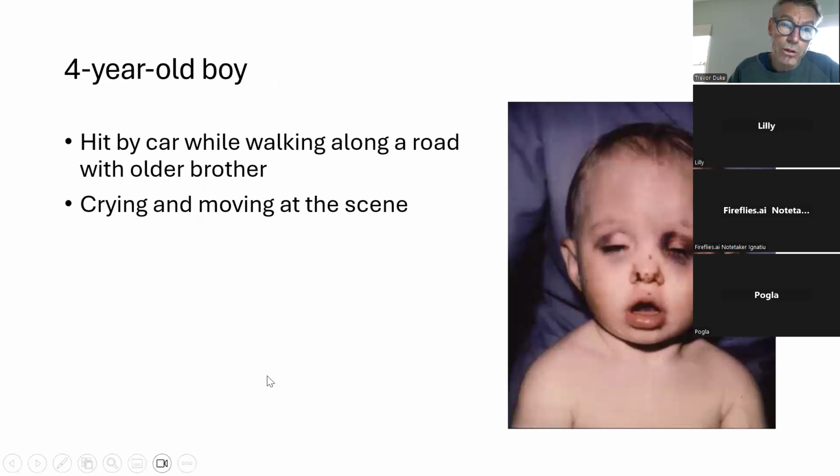This was a 4-year-old boy who was knocked down by a car while walking along the road with his older brother. Now, he was seen to be crying and moving at the scene. That was the only information we had, crying and moving at the scene. And you can see what he looks like. He's got some significant bruising around his eye and around his nose, and his eyes are closed.